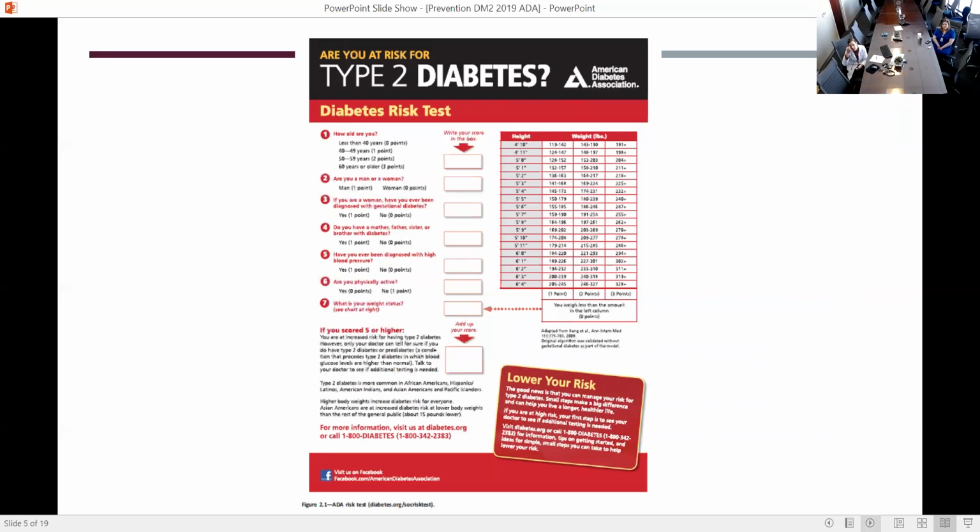And this is just an example of that chart. I actually got this on the ADA website. So you basically score the patient based upon different criteria, and it gives them a number at the bottom that tells you whether they're high risk or not. So it's a nice little tool if you want to get on the ADA website. Okay, you can skip ahead.